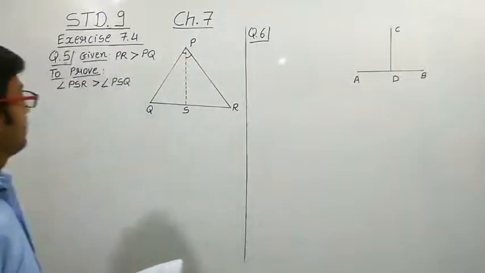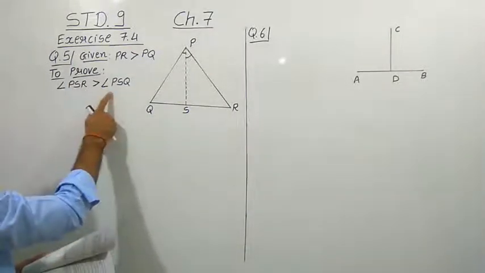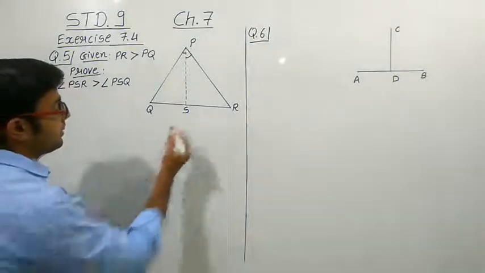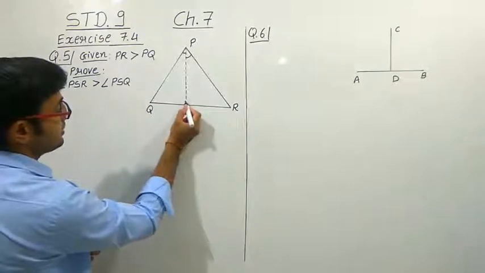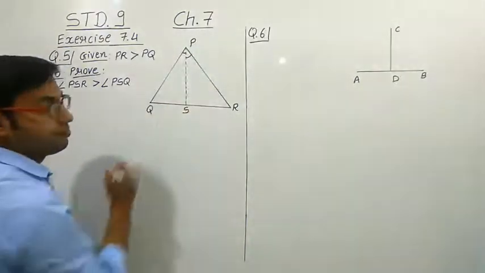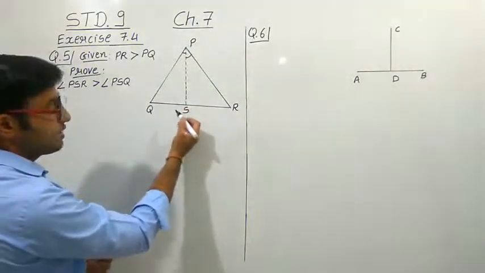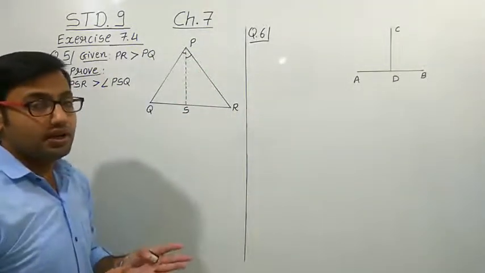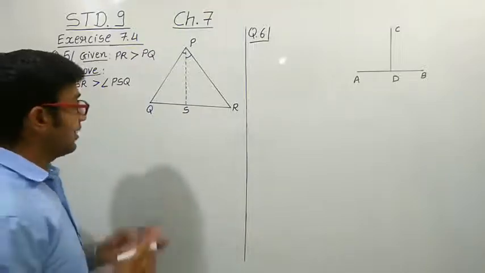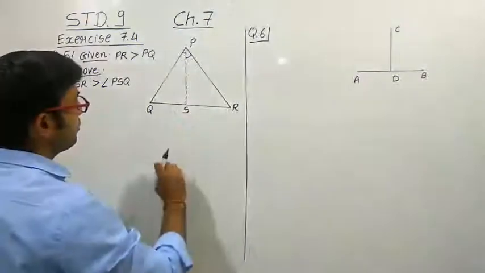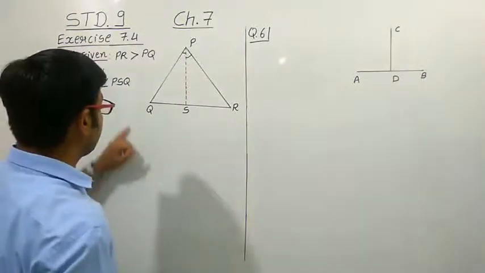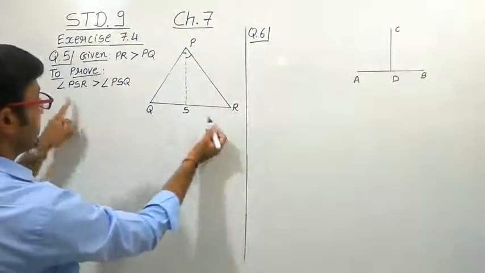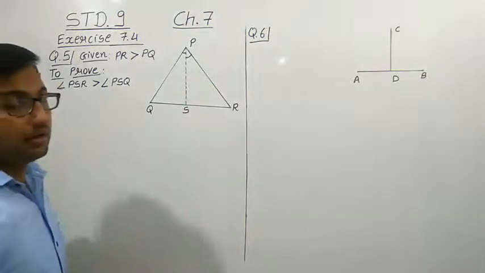So we have to prove that angle PSR is greater than angle PSQ. If this PSQ is, suppose, 60 degrees, then PSR must be 61 degrees or greater than 60 degrees. That we have to prove. But we do not have to use any numericals here, right? We just have to prove that this angle PSR is greater than this angle.